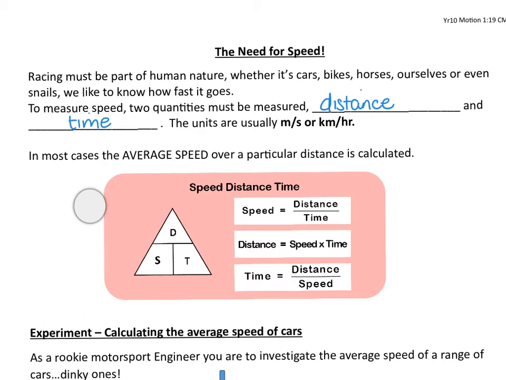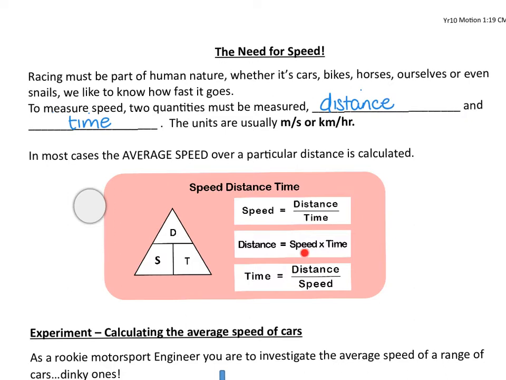If distance is the subject, then it's speed times the time. If we think about this, the speed is the distance per unit time. Usually in class it's meters per second. So how many meters does it go each second? And therefore, if you multiply that by the number of seconds it's travelled for, you get the total distance travelled.